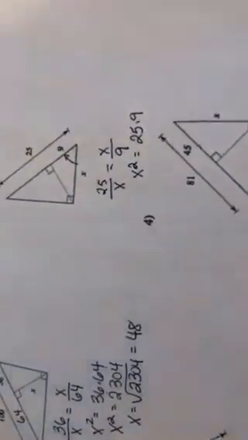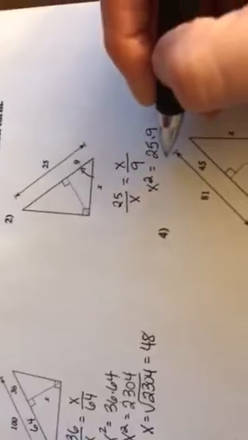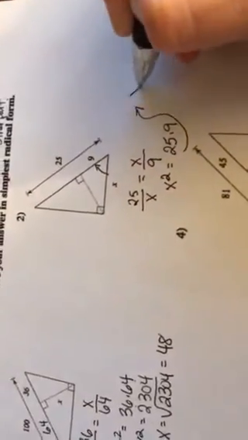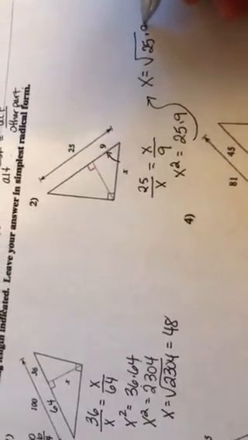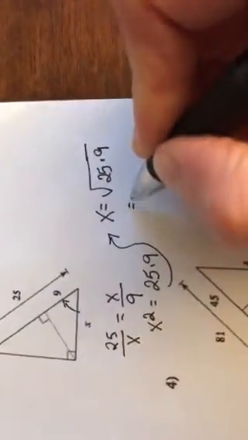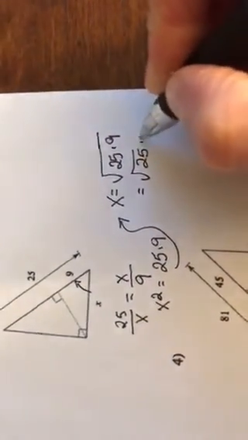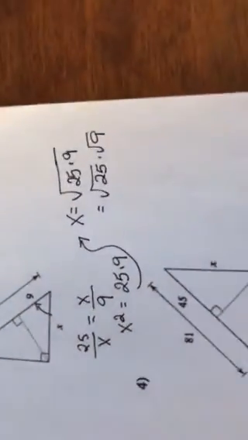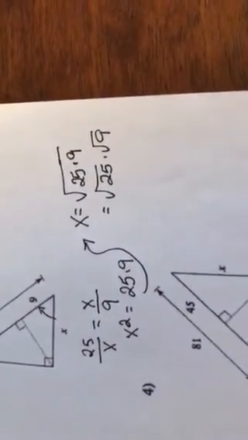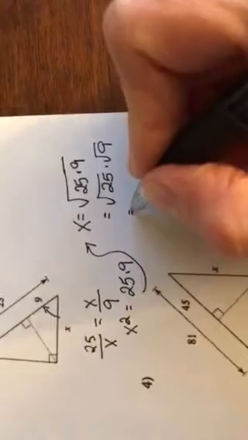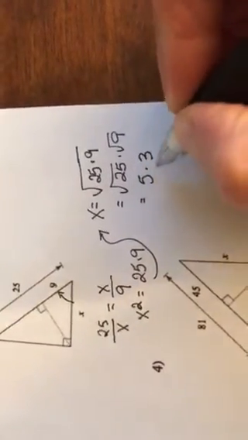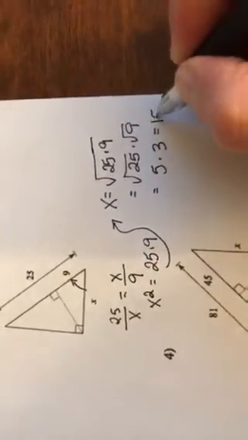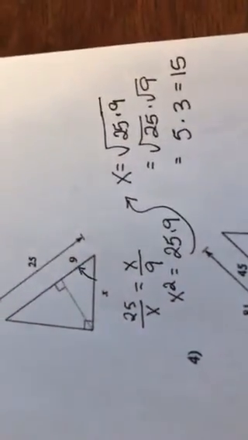Now here's a little trick. Since I'm taking the square root, let's come up over here. The square root of 25 times 9, I can separate that into the square root of 25 times the square root of 9. Both of those are perfect squares, so you don't even need a calculator for this one. Square root of 25 is 5. The square root of 9 is 3. So my answer is 15. So the leg is 15.